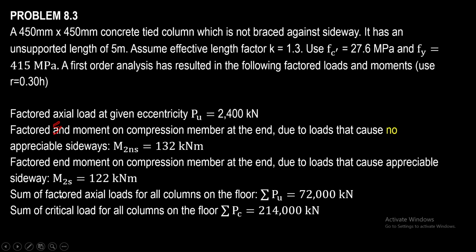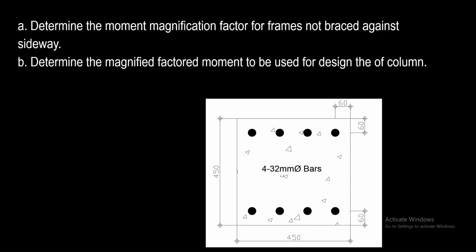The sum of the factored axial loads for all columns on the floor is 72,000 kilonewtons, and the sum of the critical loads for all columns on the floor, the summation of P sub C, is 214,000 kilonewtons. Determine the following: first, the moment magnification factor for frames not braced against side sway, and second, the magnified factored moment to be used for the design of the column.